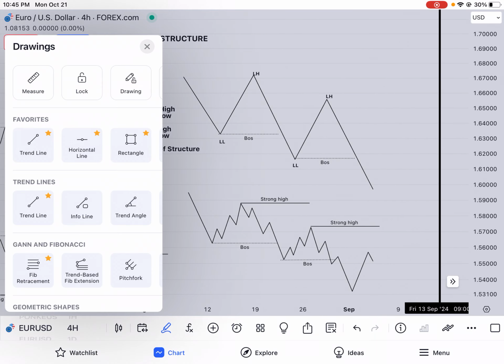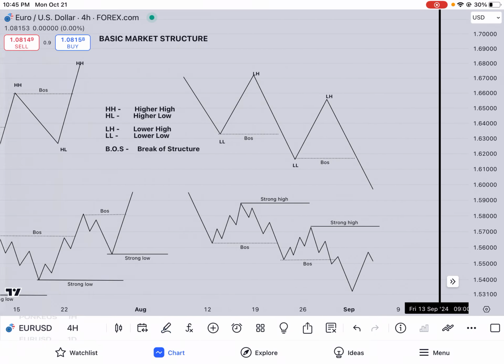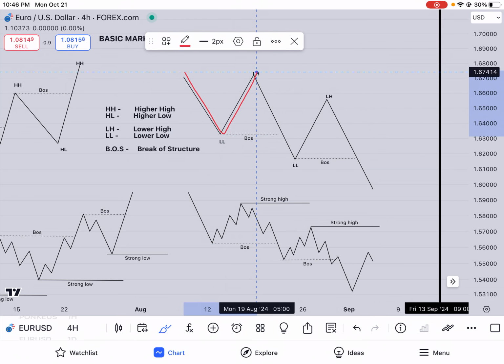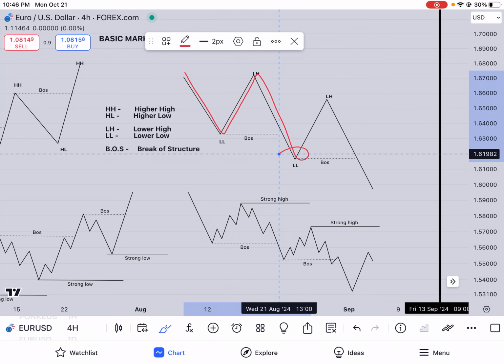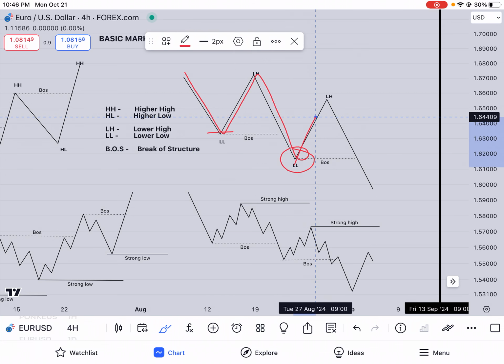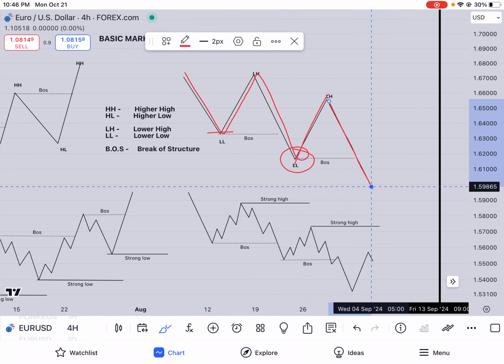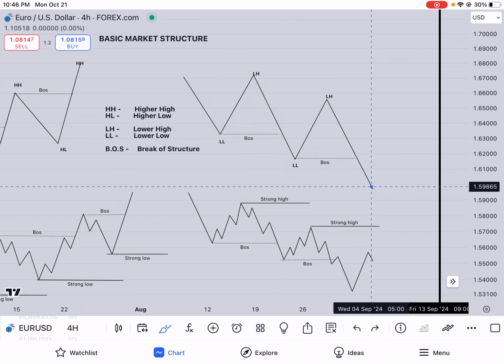When the market is trending in the down direction, the market will be making lower low, lower high, lower low. Meaning that this low is lower than this previous low, then lower high, lower low. These are pure English terms, easy to understand.